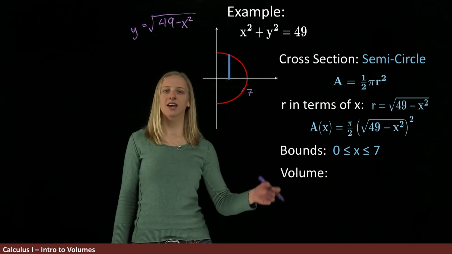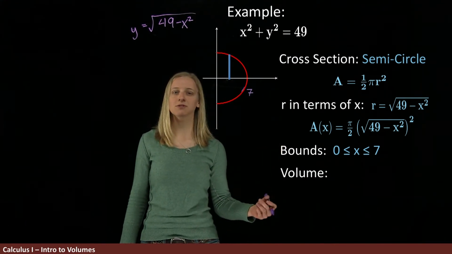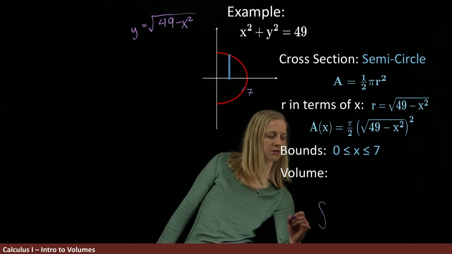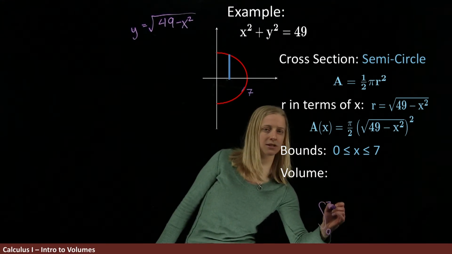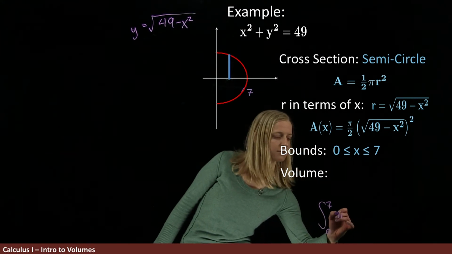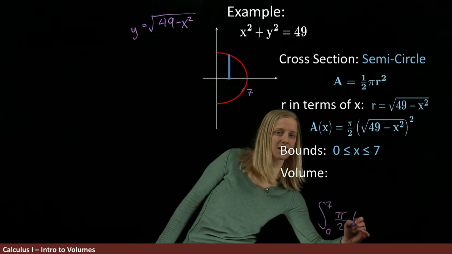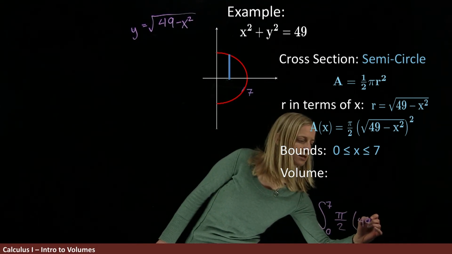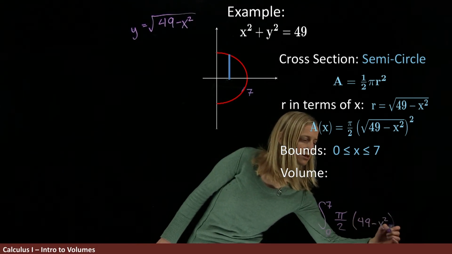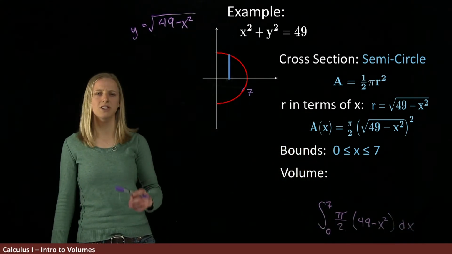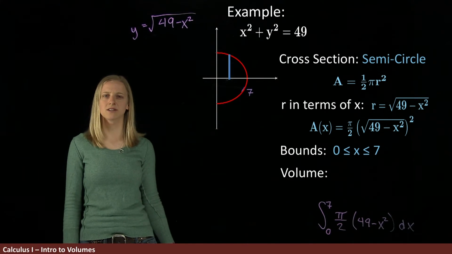Now with my bounds and with my area, I'm able to find the volume. So volume, using the integral, we have the integral from 0 to 7 of my area equation, so that's pi over 2, times the square root of 49 minus x squared, dx. And then I would integrate that and get my answer.